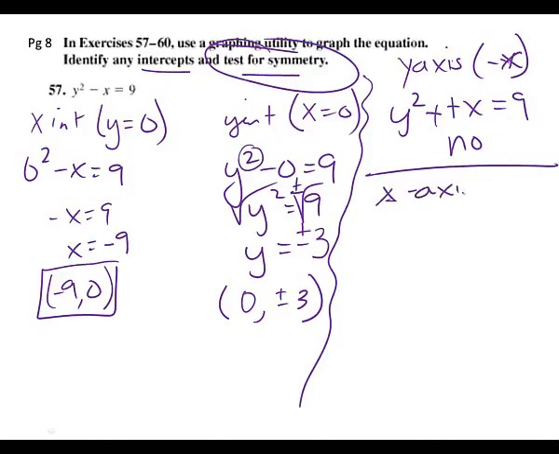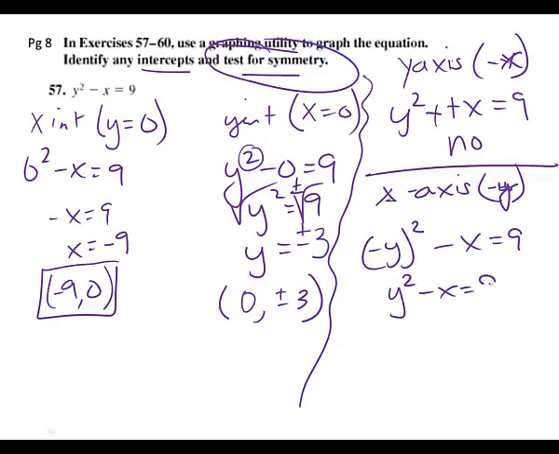x-axis. What do I do to find x-axis symmetry? Put in negative y. Okay. So I've got negative y squared minus x equals 9. What's negative y squared? y squared minus x equals 9. Okay. Did I get the exact same equation? Yeah, I did. So does it have x-axis symmetry? Yes, this time it does. That's the first time we've seen that.